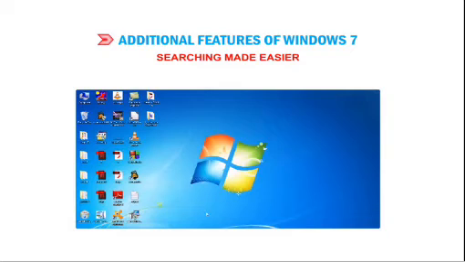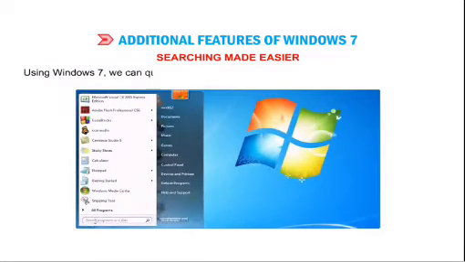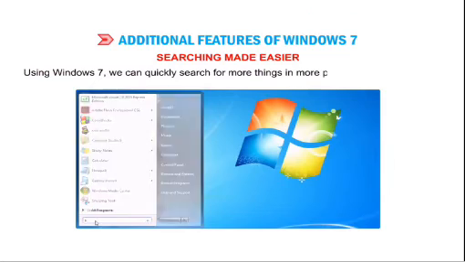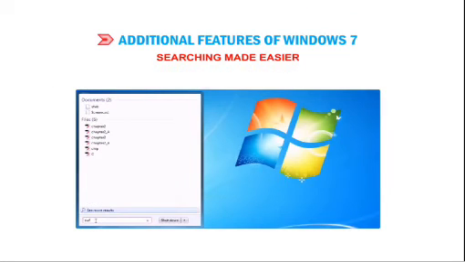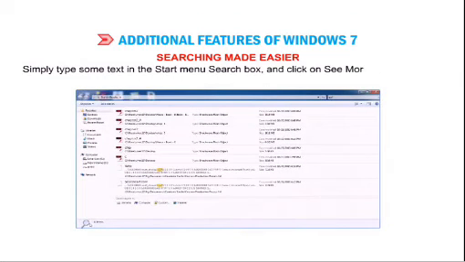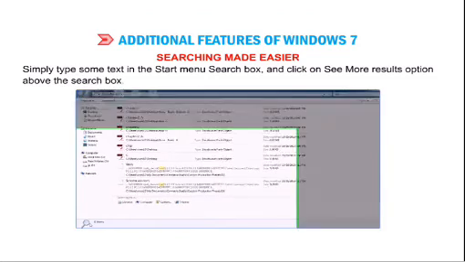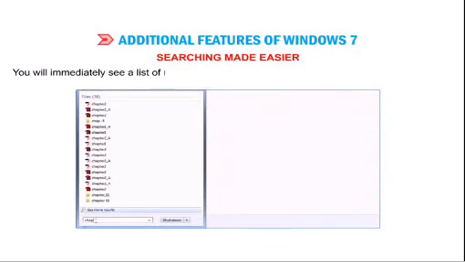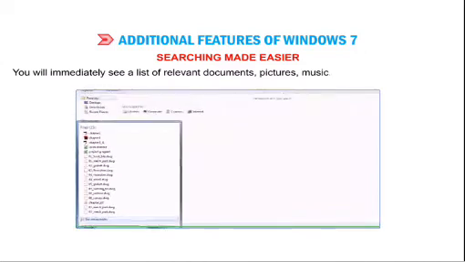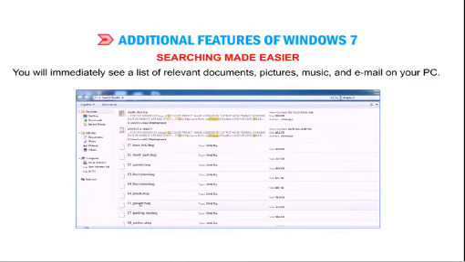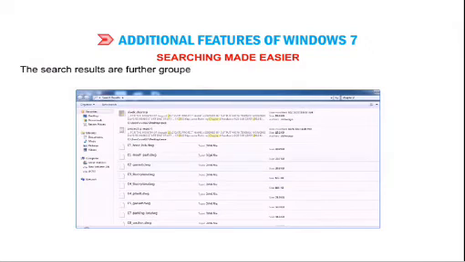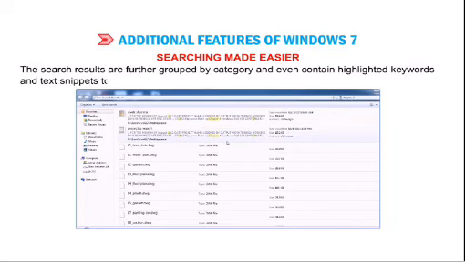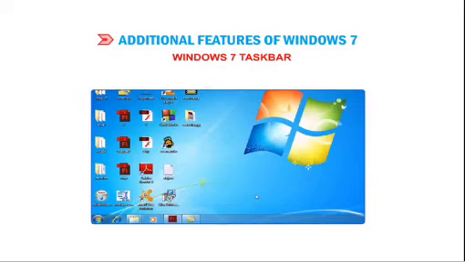Searching made easier. Using Windows 7, we can quickly search for more things in more places in our computer. Simply type some text in the Start menu search box and click on the See More Results option above the search box. You will immediately see a list of relevant documents, pictures, music, and email on your PC. The search results are further grouped by category and even contain highlighted keywords and text snippets to make them easier to scan.